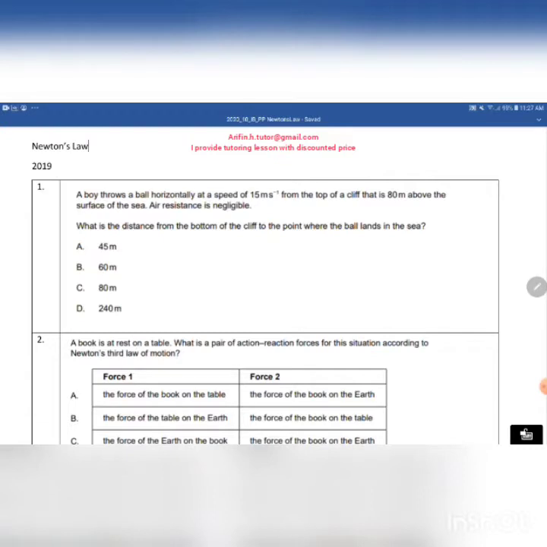Today we will study about Newton's law. I will bring the discussion about Newton's first law, Newton's second law, and Newton's third law. And all the questions inside here, actually I take it from the past paper for the IB higher level, from year 2019. This is the first question.